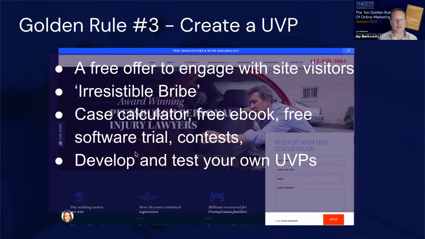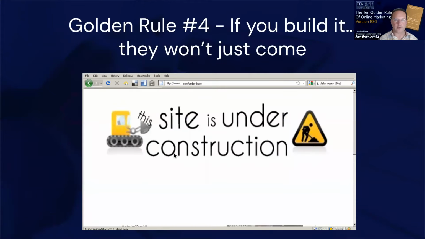We use different things like calculators. You could come up with a case calculator. How long is your case going to cost, or what's the average value of a case? And people could give you some information, and you could give them some general parameters. A free ebook, a free software trial, contests. And so the goal here is to develop and test your own UVPs. And again, as I keep saying with all these strategies, this is not a one-stop sort of thing. You want to be constantly testing and developing different UVPs.